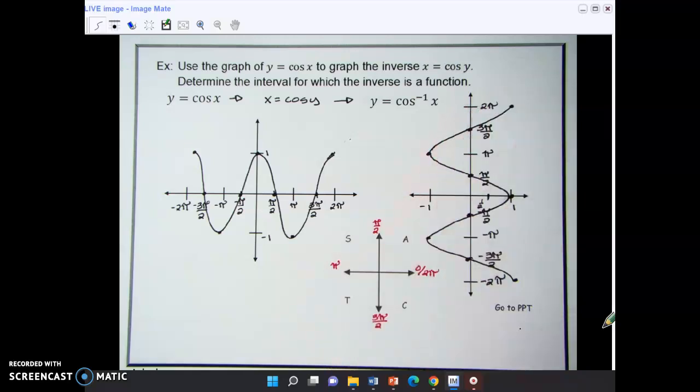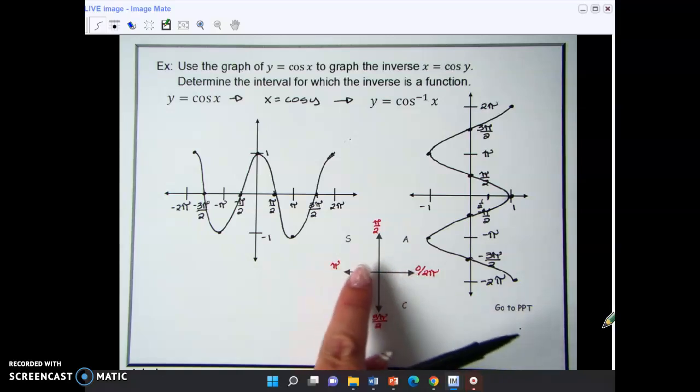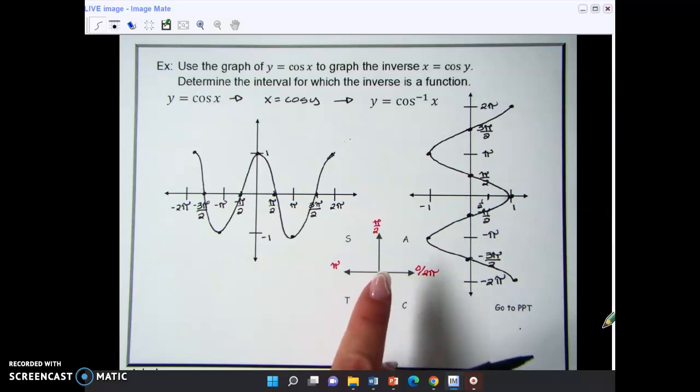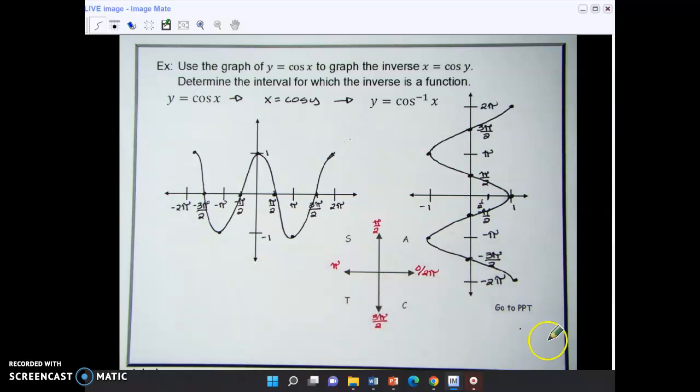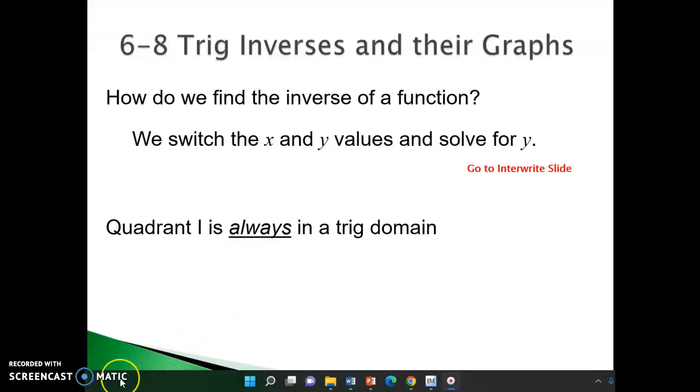So when it comes to our calculator, it wants only one answer, okay? So what we have to do is limit the quadrants that the graph is in so that we can have it be a function and our calculator can give us a single answer. So one thing I missed at the beginning of your notes, we've kind of talked about it. It says, how do we find the inverse of a function? We switch the x and the y values, and then we solve for y.